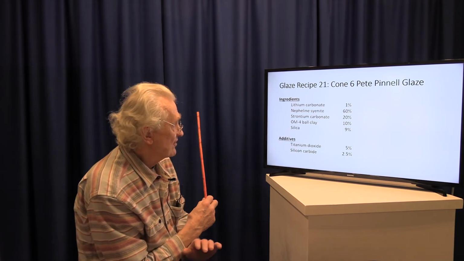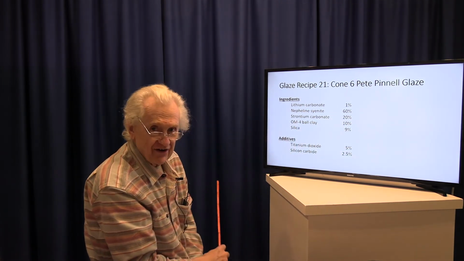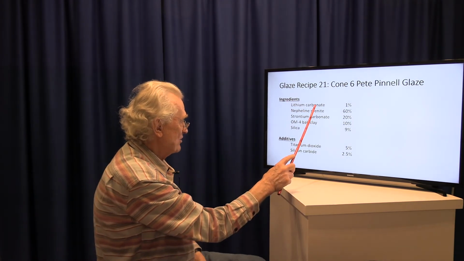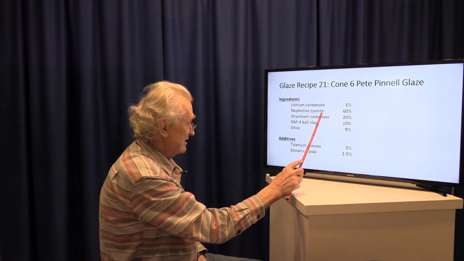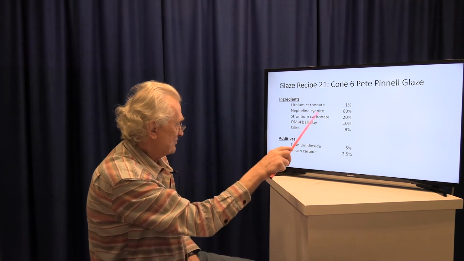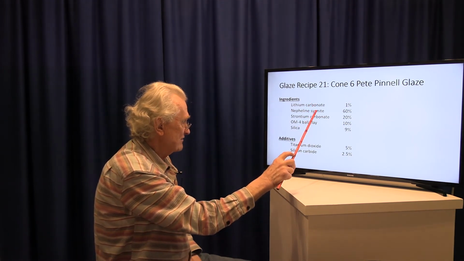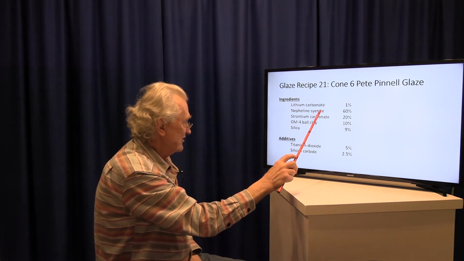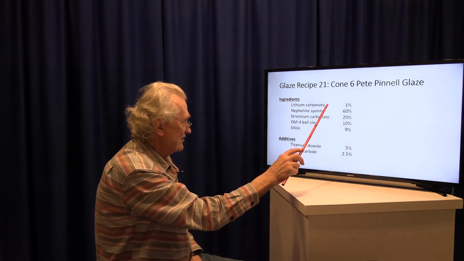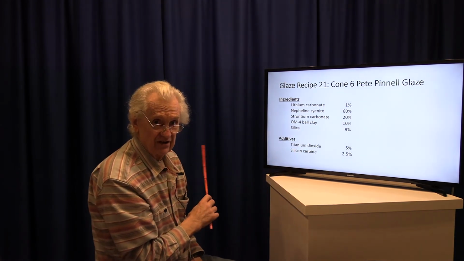And this is one of Pete Pinnell's glazes. I edited out his title so it wouldn't give you more clues as to what it is. So let's look at the ingredients. Lithium carbonate, nepheline syenite, a lot of nepheline syenite, strontium carbonate, ball clay, silica. That's pretty normal stuff. This is a fairly low temperature flux. So when I see nepheline syenite at 60%, I assume this is a low temperature flux. To me, that confirms it probably is a cone 6 glaze.